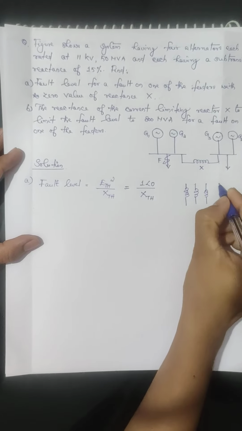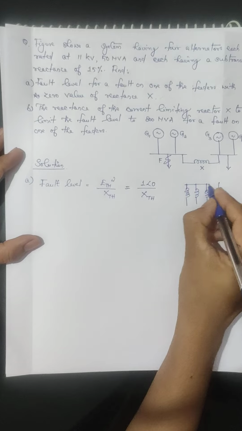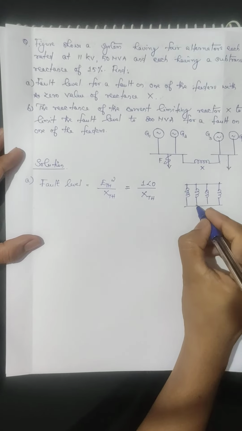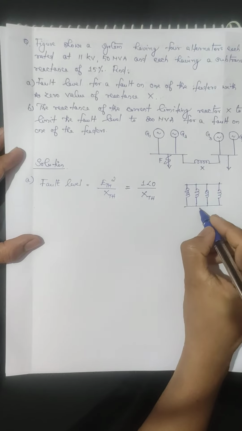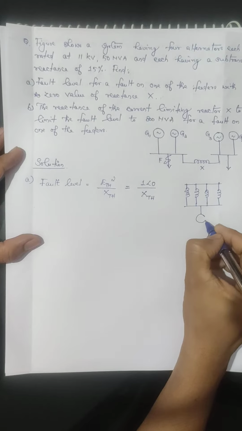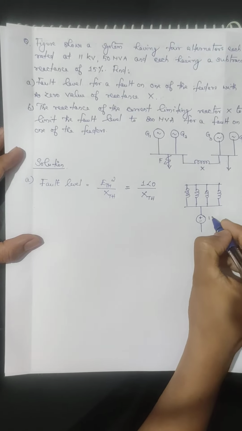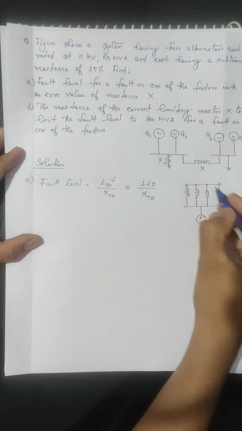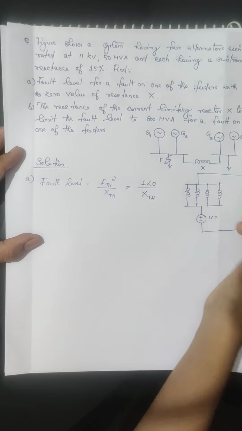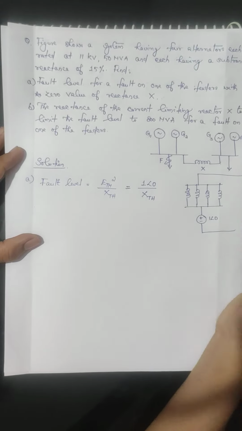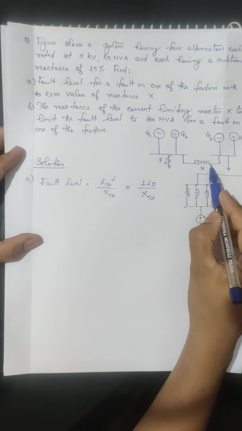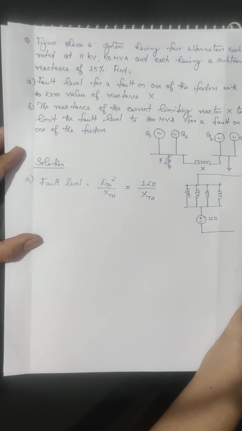So 4 reactances connected in parallel. Now, we know the equivalent circuit of a generator, that is a reactance in series with a voltage source. So we can represent that voltage source as a common source like this, having a voltage 1 angle 0. So this will be the reactance diagram corresponding to this system with 0 value for this reactance X.